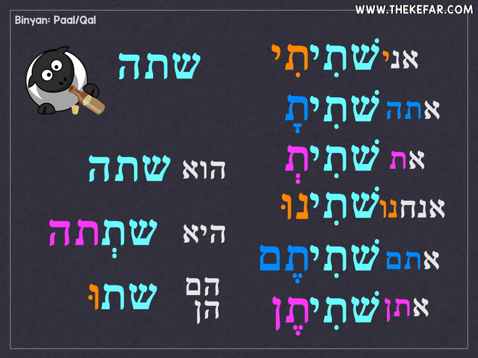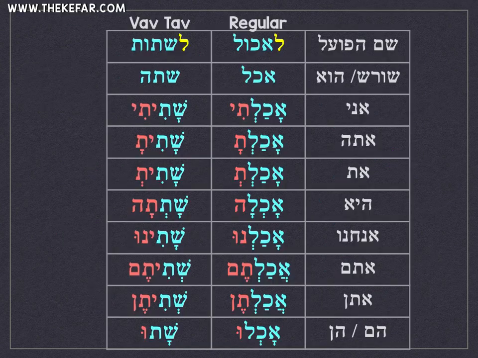Okay, shatiti, shatita, shatit, shatinu, shatitem, shatiten, hu shata, he shatta, hem shatu, and hen shatu. And now let's look at a regular verb and a vav-tav verb side by side.